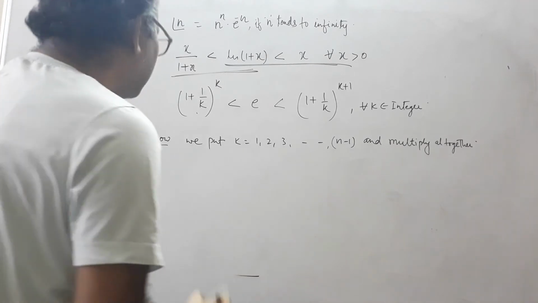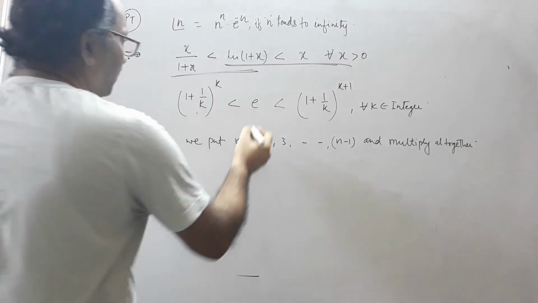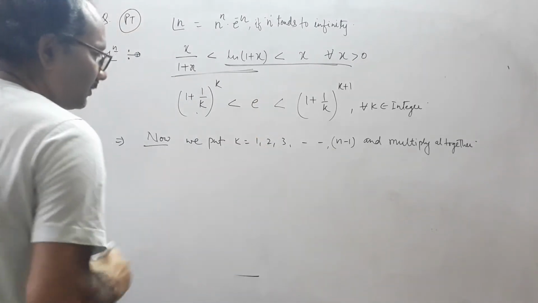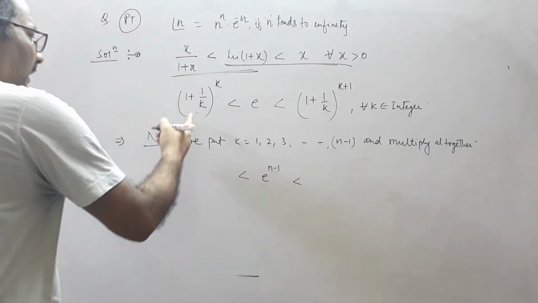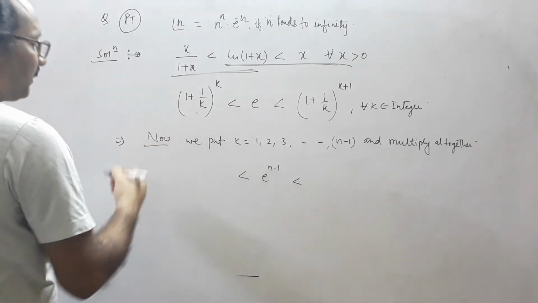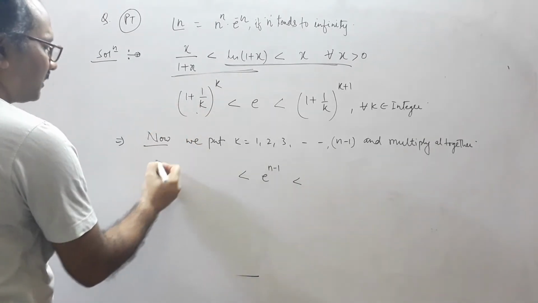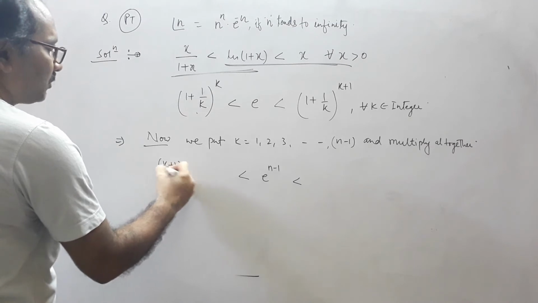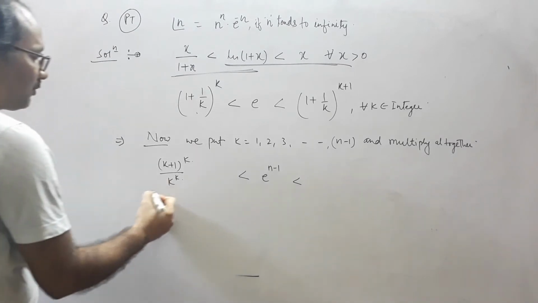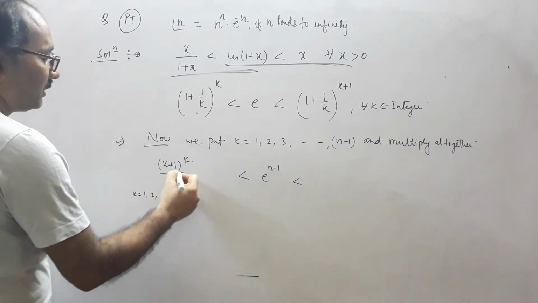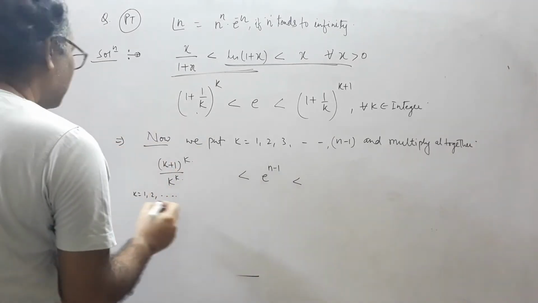What shall we get? Just see. Each time we multiply e, n minus 1 times, we shall have here e to the power n minus 1. Okay? And if we multiply this term, then what shall we get? Let's just explain this term. Expand this term, (k plus 1) to the power k divided by k to the power k. Okay? And now we put k is equal to 1, 2 in this term. What shall we get? I am just explaining this.